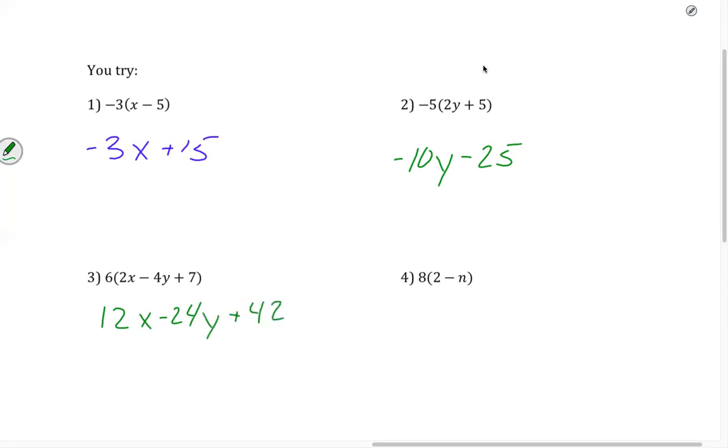Perfect. And last but not least, let's go with AJ Quay. What'd you get? I got 16 minus 8n. Perfect.